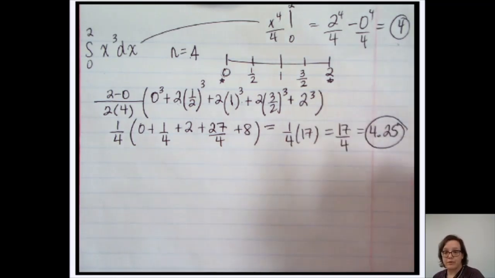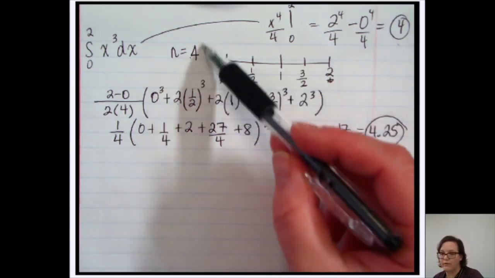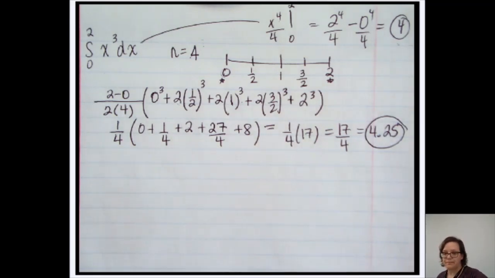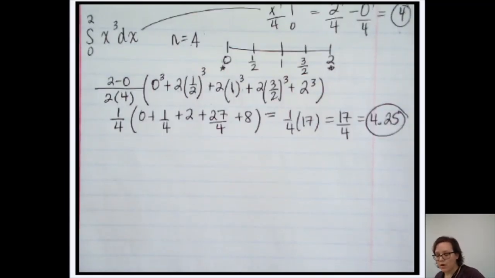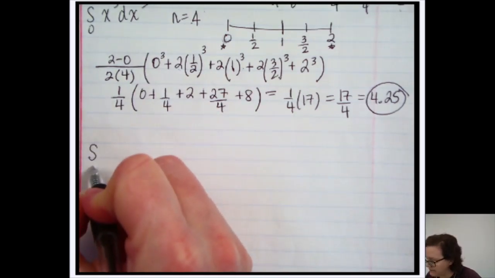How do we get a better approximation? Well, we just split these intervals in half, and so it would have n as 8. Okay, so that's the name of the game. And let's do one more. Okay, and then we'll call it good for today.